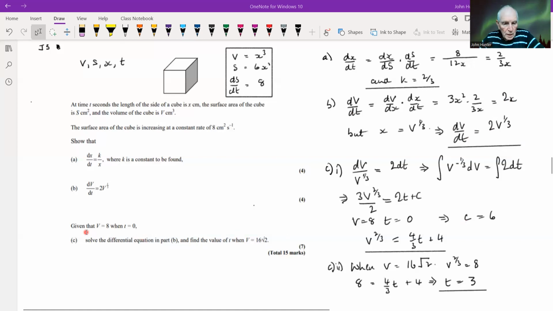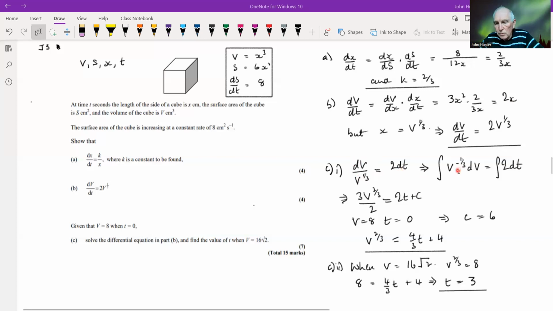All right, so now it says given that v equals 8 when t equals 0, so they're giving us the boundary conditions, and it looks like we're going to be integrating to resolve for v and t. In fact, it says solve the differential equation in part B and find the value of t when v equals this. Okay, so first things first, let's solve this differential equation. Just using our separation technique, what we've got is dv over v to the power of a third equals 2 dt.